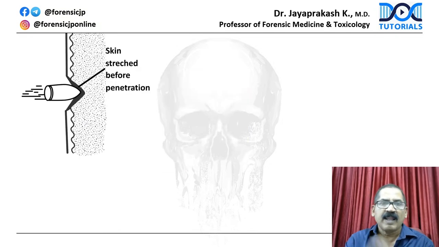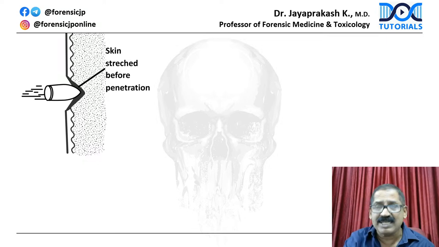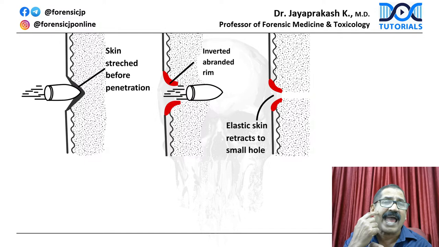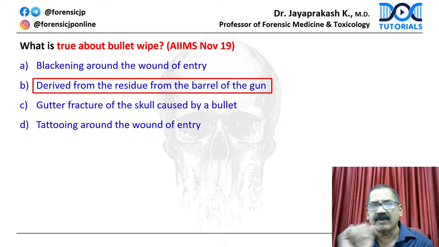Okay. Now, what do you mean by abrasion collar? As I showed in the picture, once there is penetration, there will be invagination of the skin. And the bullet always goes with spinning. The spinning bullet causes friction with the invaginated skin and it causes an abrasion, or sometimes even a contusion, around the wound. That is known as abrasion collar or contusion collar. Okay, now what is true about bullet Y? AIMS number 19, you already got the answer: derived from the residue from the barrel of the gun.